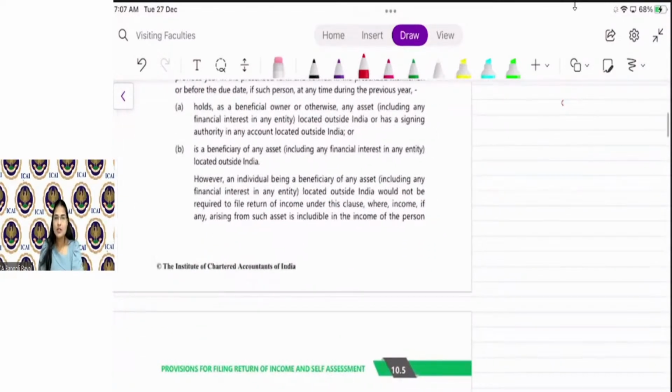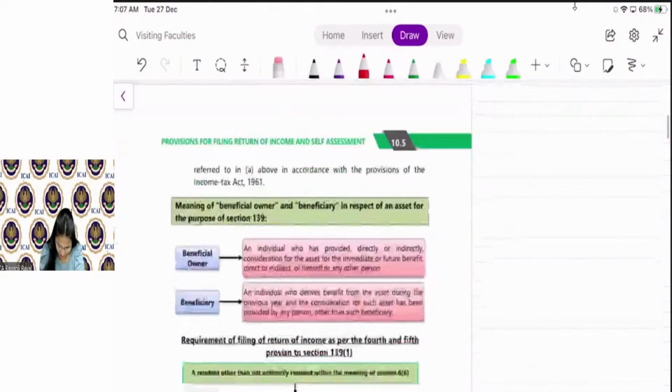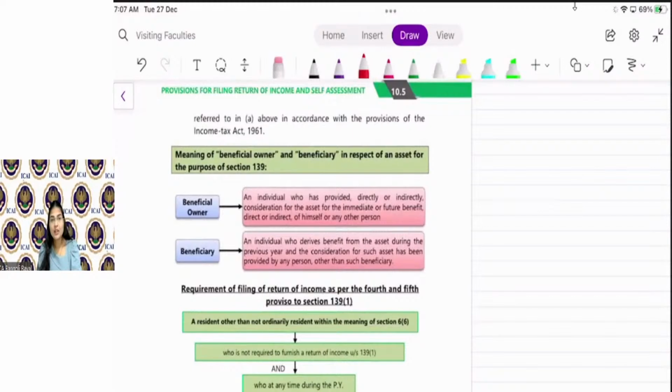If yes, then I have to file my return of income compulsorily. If I am a beneficiary of any asset located outside India, then also I have to file my return of income. But in that case, there are two terms: beneficial owner and beneficiary. Beneficial owner का मतलब क्या है? The person who has provided the consideration for purchase of asset. And beneficiary means a person who derives the benefit from the asset. It is possible that both are different.